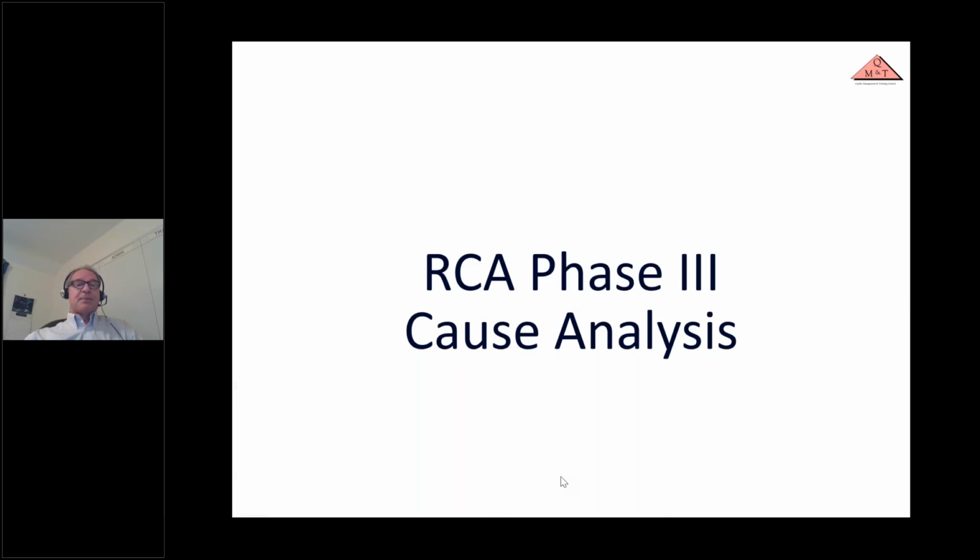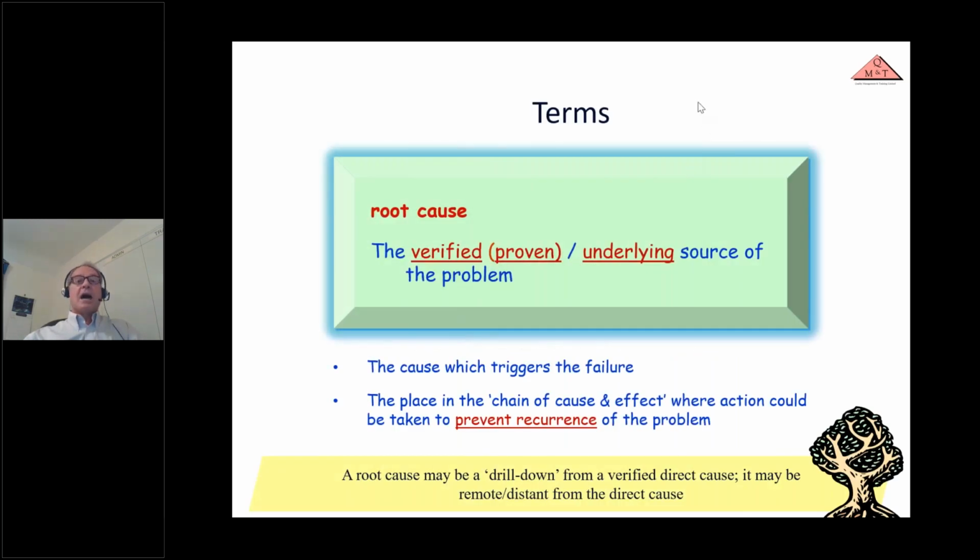This brings us on to phase 3, cause analysis. Once sufficient information has been collected, when the situation has been grasped, the team will be in a position to start analysing possible causes and determining root causes. And this leads us into a definition of root cause. It can be described as the verified or proven underlying source of the problem, the cause which triggers a failure, the place in the chain of cause and effect where action could be taken to prevent recurrence of the problem.